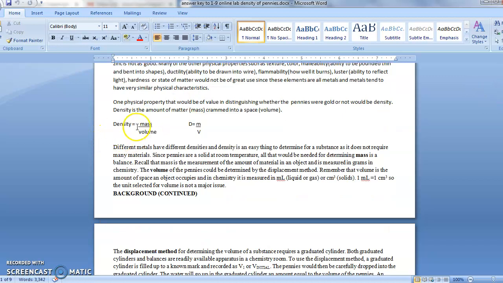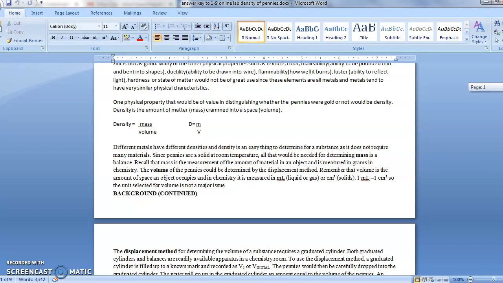Again, density is the mass divided by the volume. So in this lab, we had to measure the mass. We used the balance. We had to measure the volume, and they did that by the displacement method, where they dropped the pennies in a graduated cylinder that had water in it already. By watching how far the water level went up, we can determine the volume of those pennies, because an object will displace its own volume when placed in water.